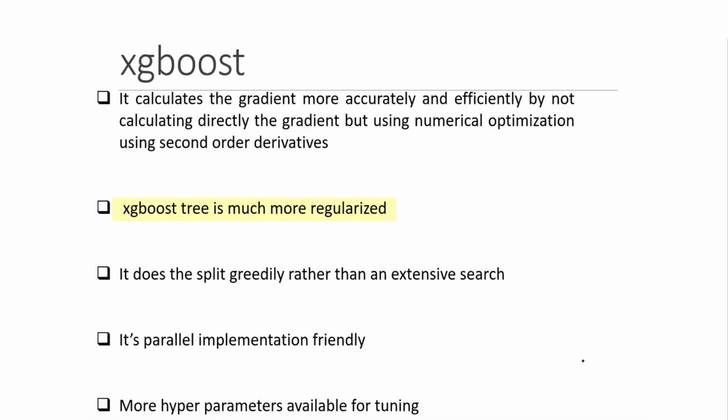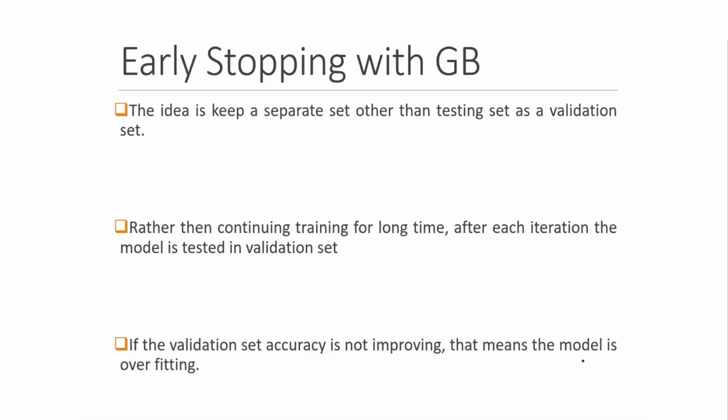XGBoost tree is also much more regularized, and it does the split greedily rather than an extensive search. So it's a greedy algorithm, more parallel friendly, and you have more hyperparameters available for tuning. So that's one of the advantages or characteristics of XGBoost.